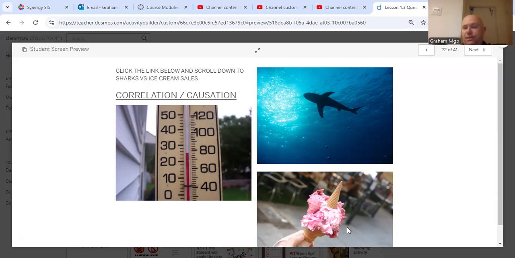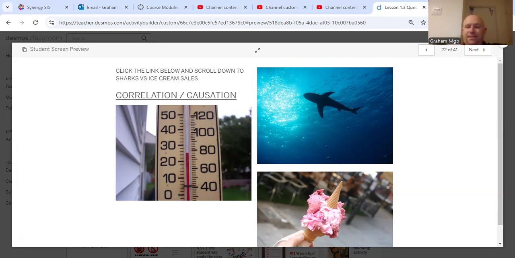This one here, temperature and ice cream sales. Obviously, once it's hotter, what are you more likely to buy? Ice cream. In the winter, when it's cold, what are you less likely to buy? Ice cream. So there are definitely connections between those two. Now, if you plot the number of shark attacks and the number of ice creams together, you will find that there appears to be a correlation.